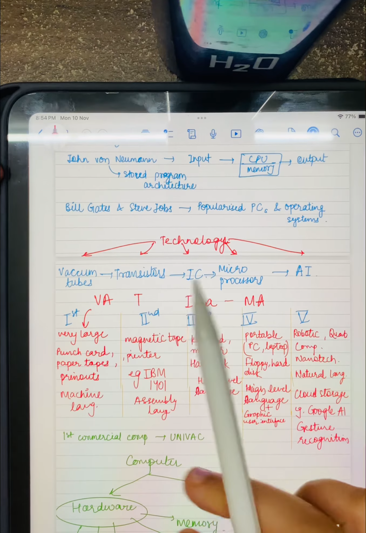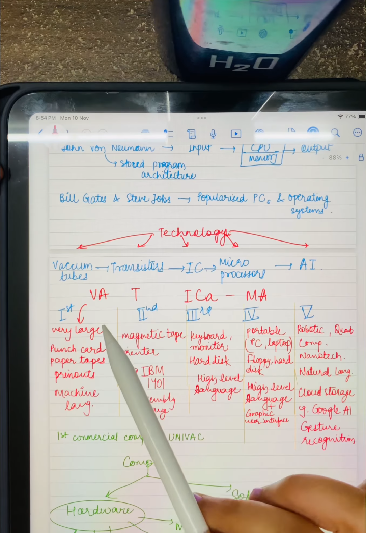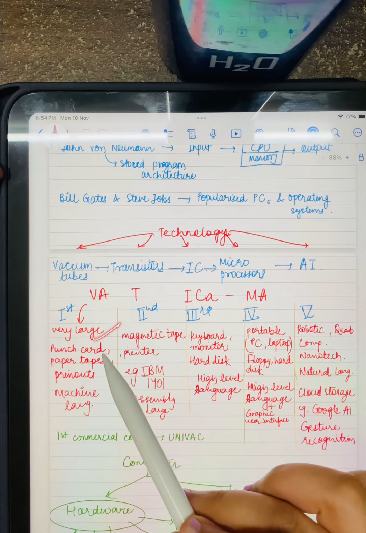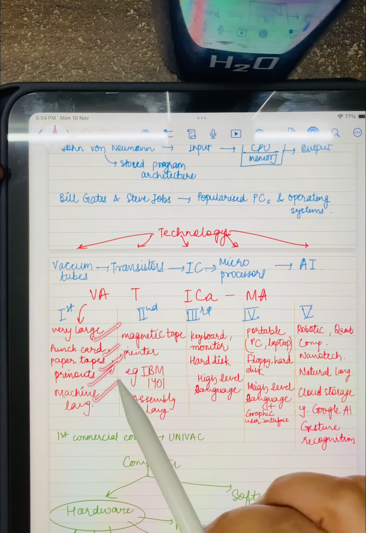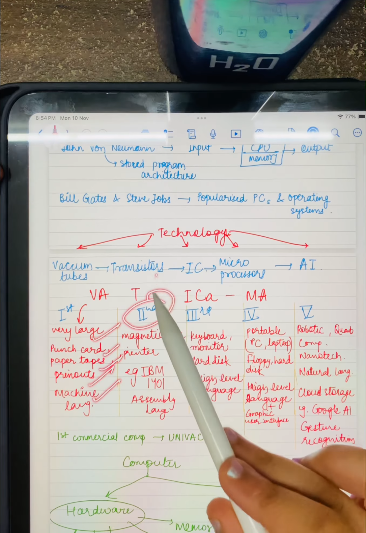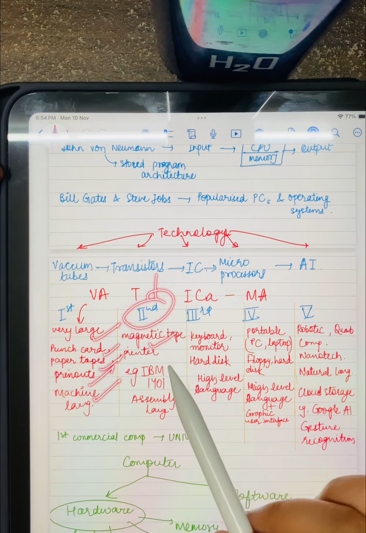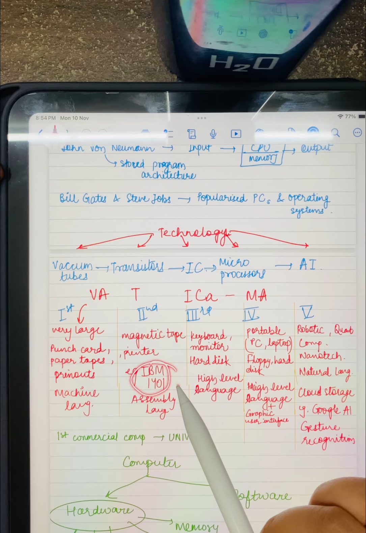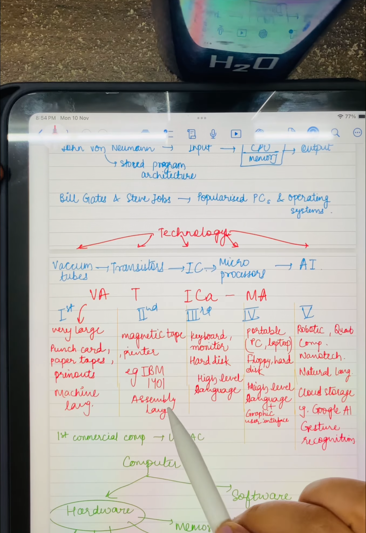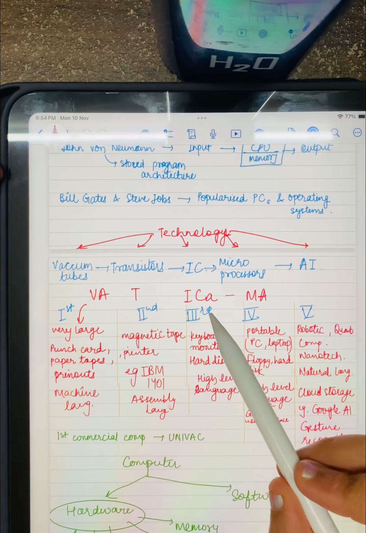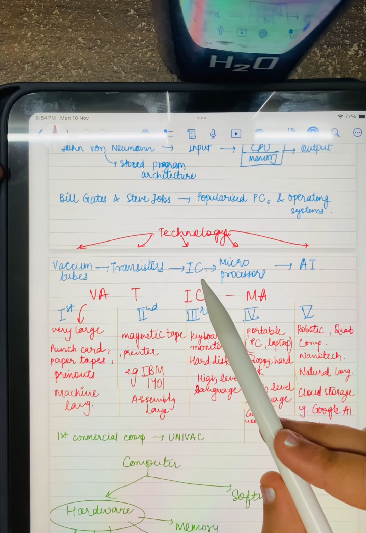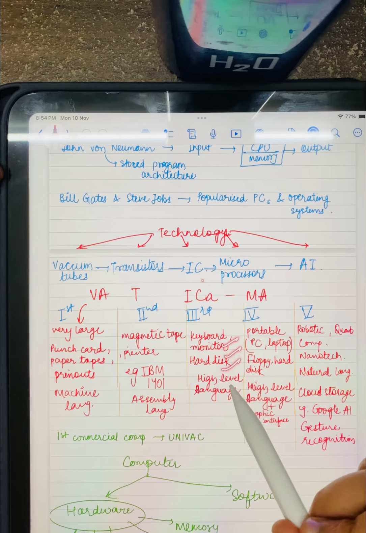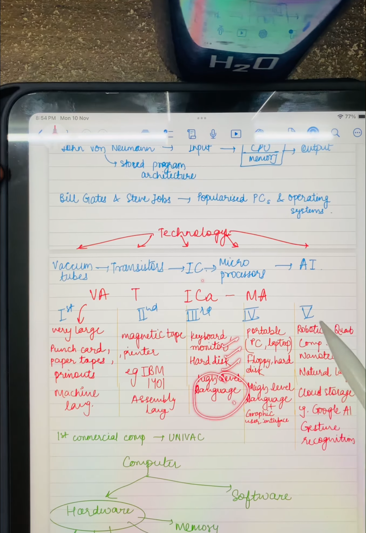Okay, so about the vacuum tubes. Vacuum tubes are very large. They have punch cards, paper tubes, printouts, machine language. Second is the transistors, which has magnetic tape, printers, its example is IBM 1401. It has assembly language. Then third generation, it is integrated circuits with keyboard, monitor, hard disk, and high level language.